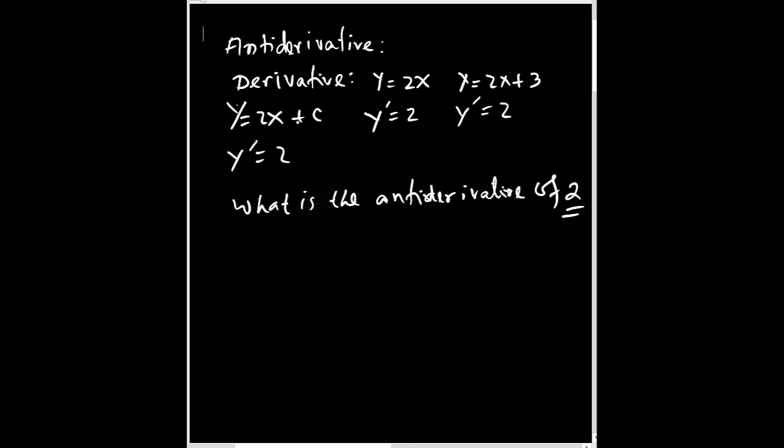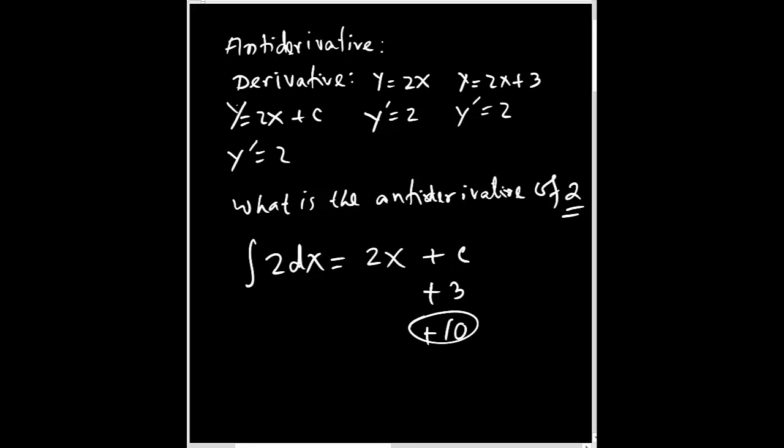So the idea is like this. For the antiderivative, you write the integral of 2 dx, and then your answer comes out as 2x. And then if you add a constant c, or a constant 3, or any constant, nothing is wrong. But when I add this 10 or this 3, these are particular when some conditions are given.